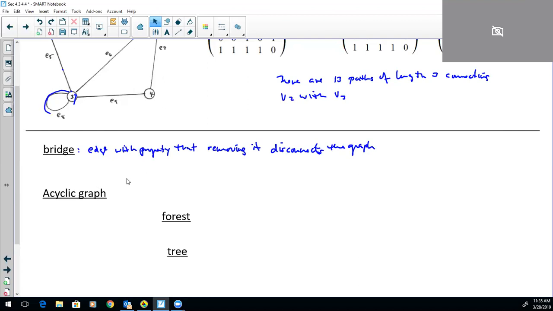Okay. Acyclic graph is a graph with no cycles. Okay, a graph with no cycles. It's also called a forest. All right. And a connected forest is called a tree.